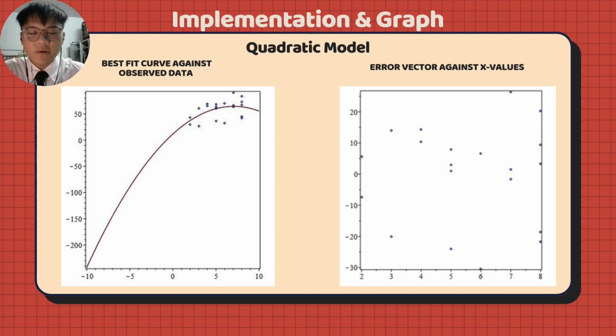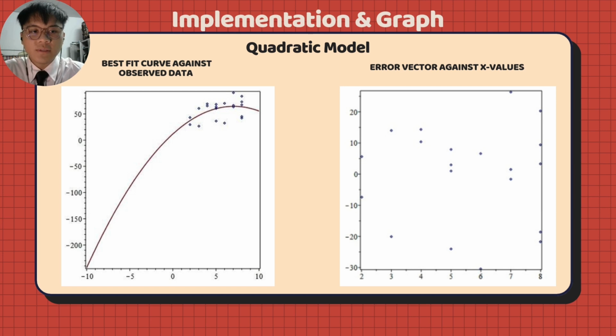Visually, the red curve follows the central trend of the blue data points quite closely. The visual fit confirms our initial hypothesis that the data is appropriately modeled by a quadratic function, capturing the essential rise and fall relationship. On the right side is our error vector against x value graph. In our residual plot, the points are largely scattered randomly, which is a primary indicator of a strong model. The errors balance both above and below the zero line across the range of x values.